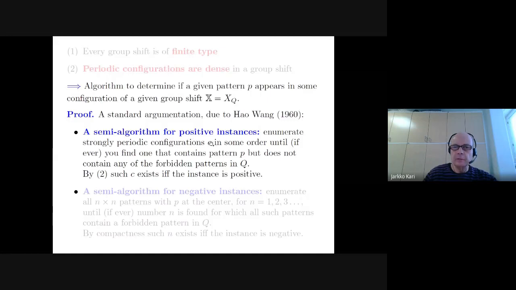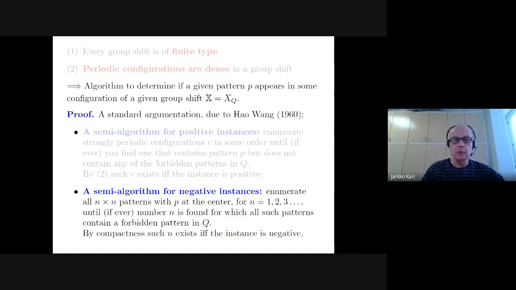And for each periodic configuration, you check whether P appears in it and none of the forbidden patterns in Q appears in it. And if you find such a periodic configuration, then you know that P is present in the subshift because you found a proof of it. You found a periodic configuration that's in the subshift because it does not contain any of these elements of Q, and it contains P. And this is the kind of proof that you look for positive instances, to prove that P is in the subshift.